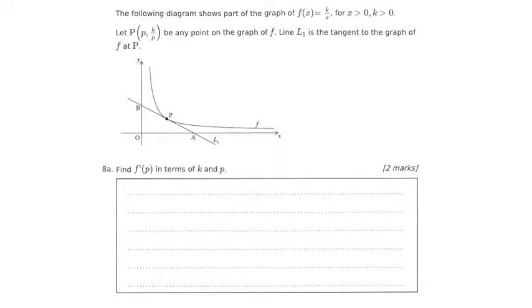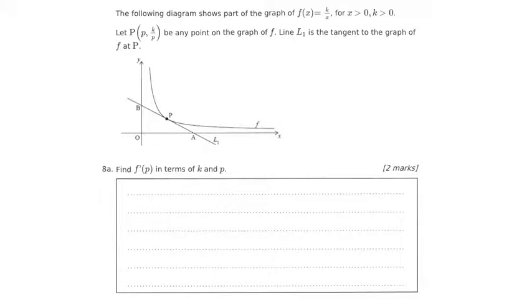The following diagram shows part of the graph of f of x, which is equal to k over x, for any value of x greater than 0 and any value of k greater than 0. P, the point p, k over p, is any point on the graph, and the line L1 is the tangent to the graph at the point P. 8a, find f dash of p in terms of k and p.